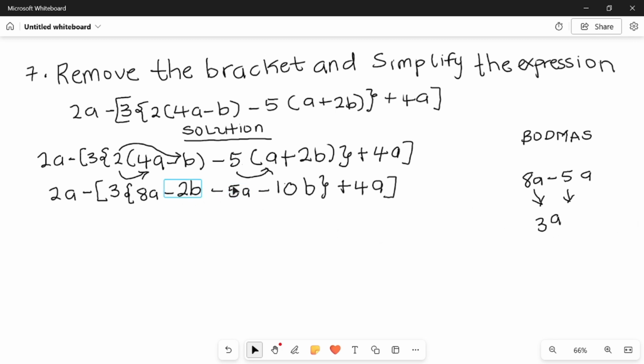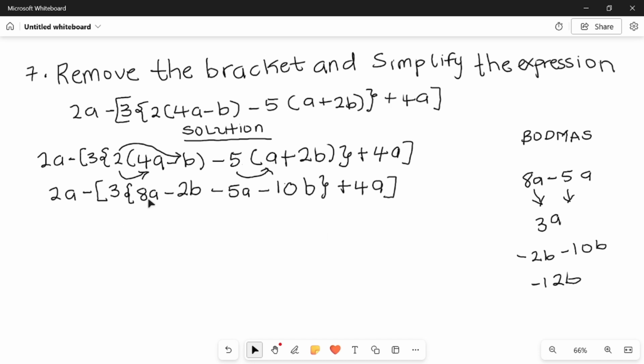So for this now, minus 2b minus 10b. Let's say you're owing a friend 10 naira and you're owing another friend 2 naira. The total amount of money you're owing both of them will be 10 plus 2, that's 12 naira. But since you're owing, it will be a negative sign. Then you bring down the b. So you're owing them minus 12b.